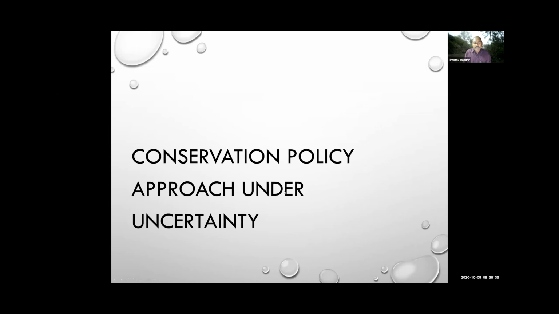Given that, how do we address conservation policy under uncertainty? I think that's the topic of today, which is, in uncertain times, how our conservation policies should emerge.